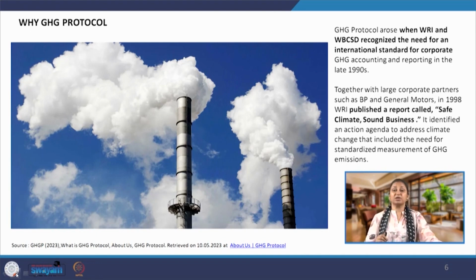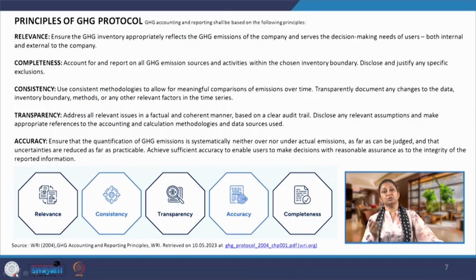It was in this report that it was realized that certain businesses might already be doing very well, and many others might need to be motivated to reduce their emissions. But how do they reduce? What do they need to do? How will they report how much they have reduced? All of that required a standardized measurement, and that is how the need for the GHG Protocol was felt and it came into existence.